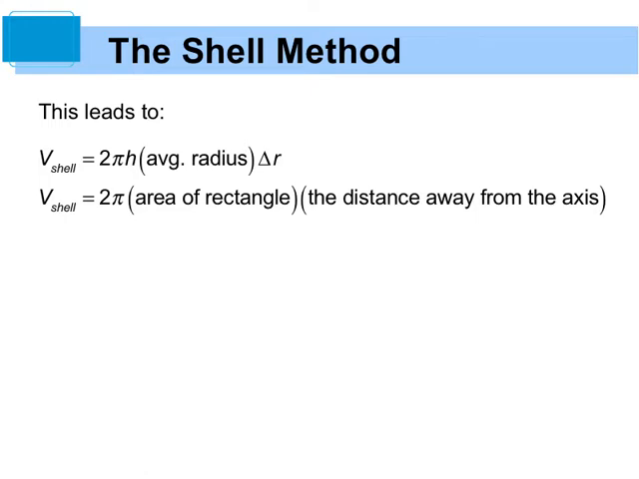This is the area of the rectangle. The area of the rectangle is what we've already done. The height of the rectangle times the width. The width is dx or dy, depending on which way we're working. And you can already see where the problems are going to come about. First problem, when you use shells, you've got a 2 pi. When you use discs and washers, you have only pi. Area of the rectangle is still the same.